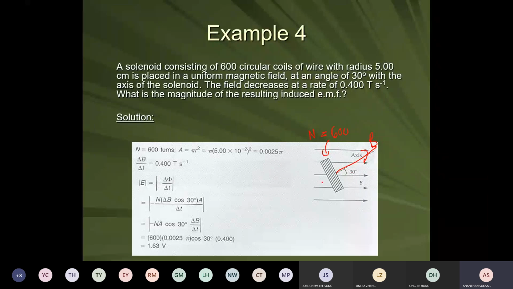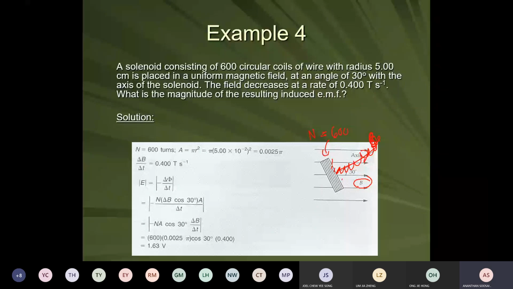Oh, sorry, not the B. The coil does not have current. We don't have B from the coil. The B was applied here horizontally. I thought the coil got current now, but the coil does not have current. You're going to generate current. So B is horizontal, N is 600, and the coil plane is 30 degrees. The surface area plane is 30 degrees upwards compared to the magnetic field.